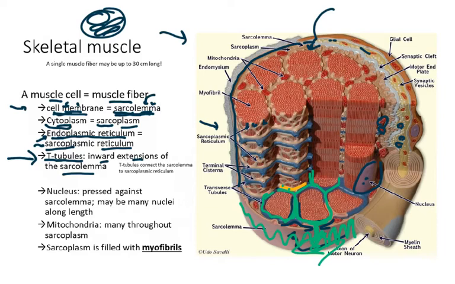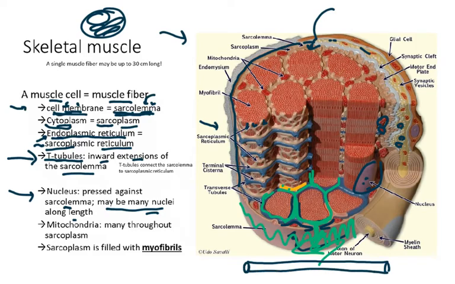To keep going down the list, the nucleus, I've already pointed out, is over here pressed against the membrane, pressed against the sarcolemma. And there actually could be many, many nuclei along the length of a muscle fiber, because muscle fibers can be really long. If you think about a muscle in your body that stretches along the length of your femur, you have to have muscle cells that are as long as the muscle.